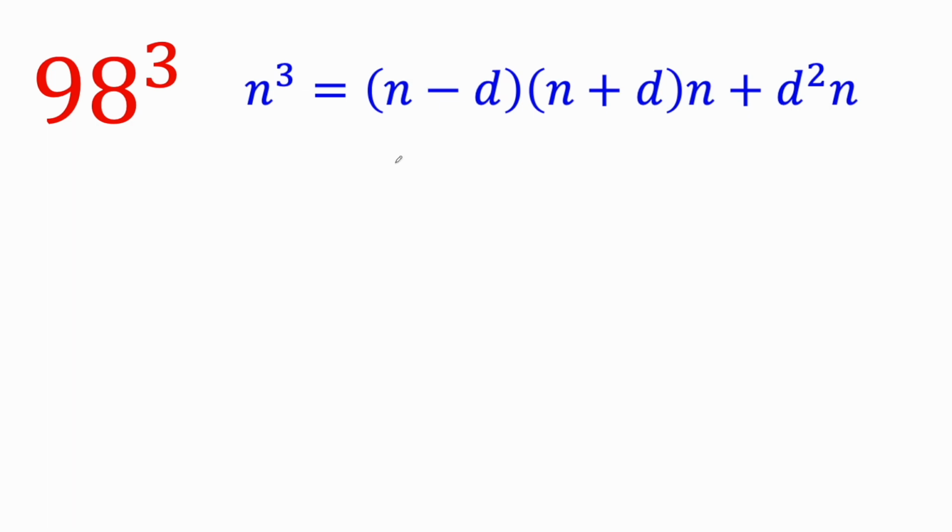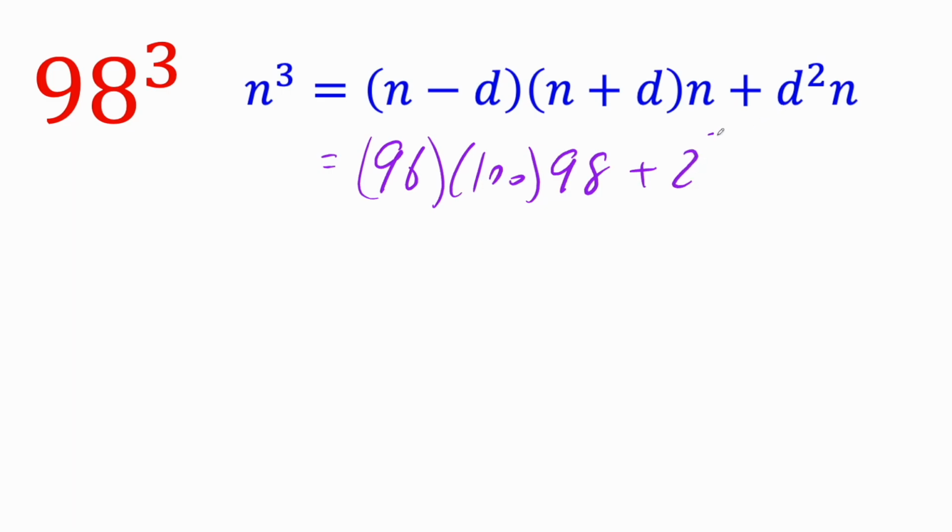And so the last one. Now 100 is a nice number, so I can get 100 if I add 2. So what I'm going to get is 98 minus 2, so 96. Then 98 plus 2, so 100. And then n we're saying is 98, plus d, we're saying the difference is 2, so 2 squared, and n we're saying is 98. Now, 2 squared is 4. So we have 4 times 98.